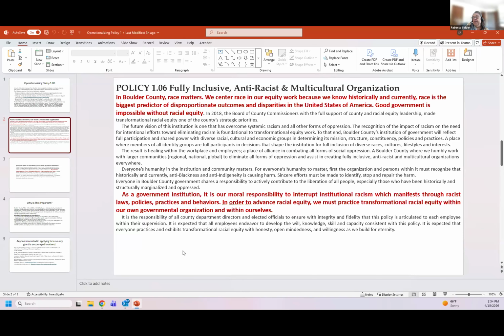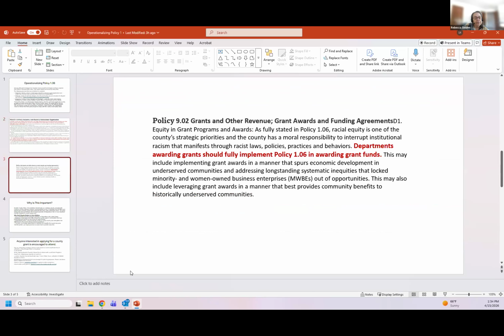As a government institution, it is our moral responsibility to interrupt institutional racism, which manifests through racist laws, policies, practices, and behaviors. In order to advance racial equity, we must practice transformational racial equity within our own governmental organization and within ourselves. This is the policy that really mandated us to look at how we were going to operationalize this within our grant program. So as you can see, it really does require us to implement Policy 1.06 when awarding grant funds. And this is what we've been working on for the last year and a half.